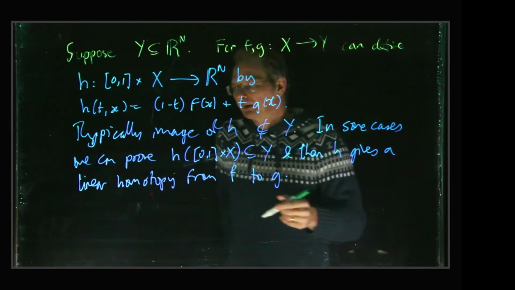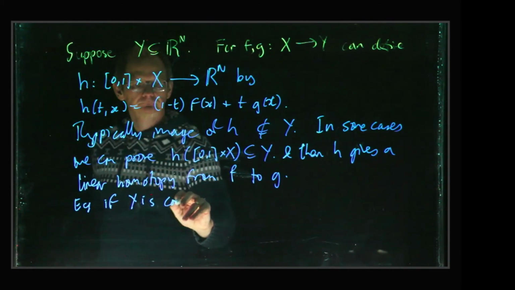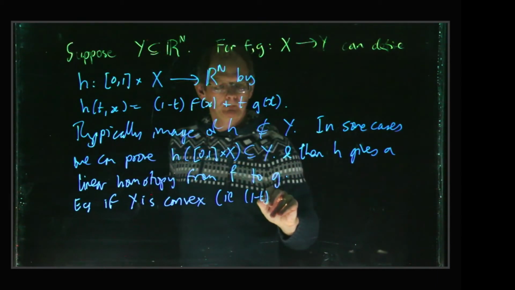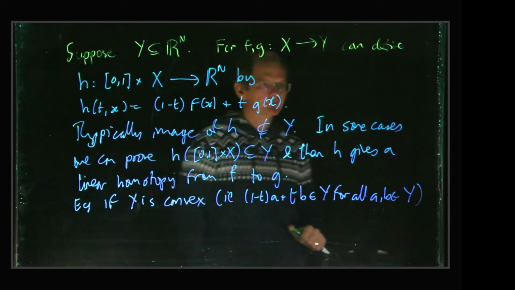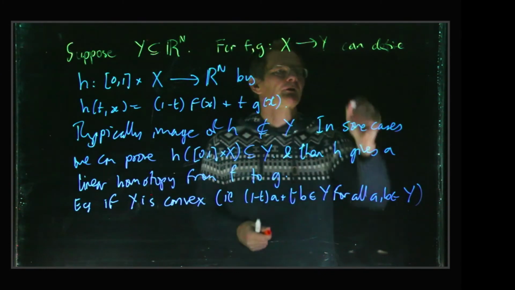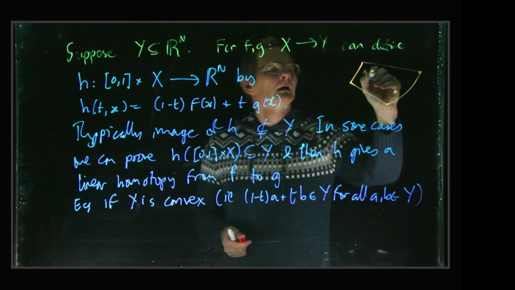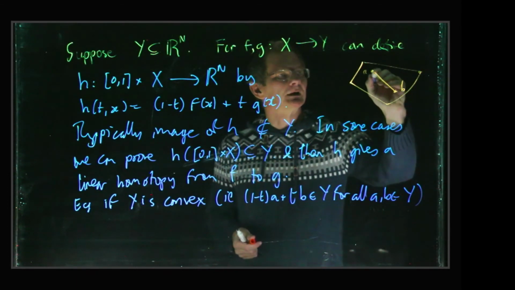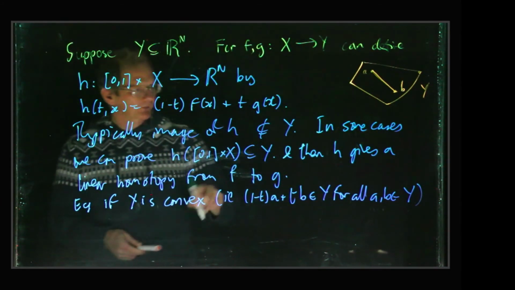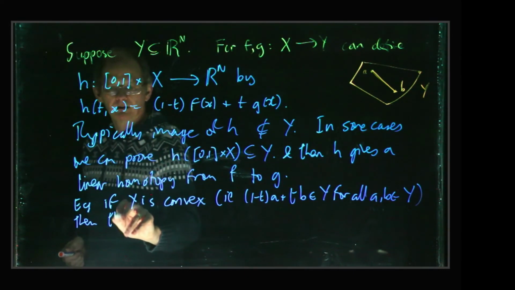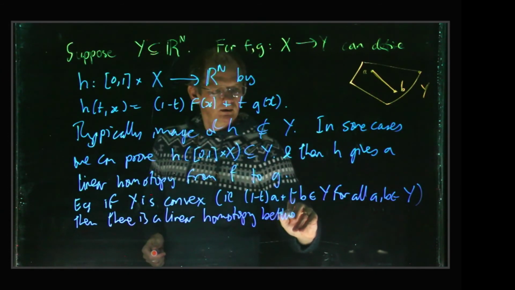But in particular, one case in which this always works is if Y is convex. So remember what that means. A space is convex if, let's draw a picture of a typical convex set. This is a convex set. You choose any two points in it. Then a straight line between those two points is wholly contained within the set. So if Y is convex, then there's a linear homotopy between any two maps.